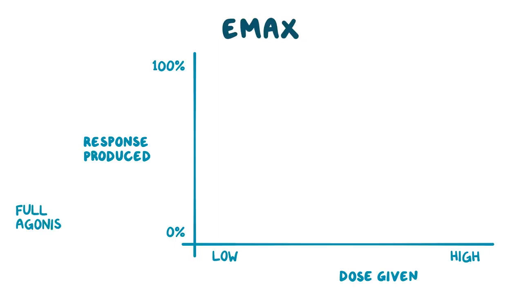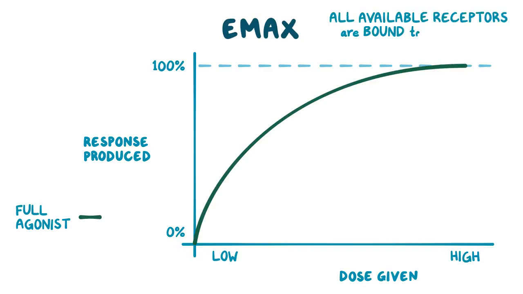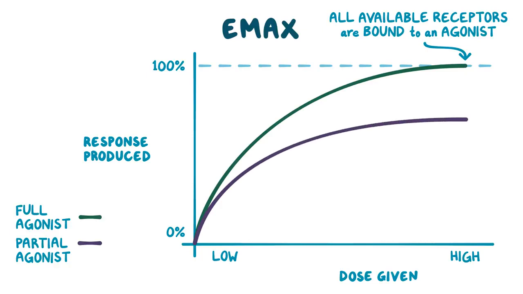So full agonists, upon binding to the receptor at high doses, are capable of producing a maximal response of 100% Emax on the y-axis. This represents the point where all available receptors are bound to an agonist. In contrast, partial agonists, even at a very high dose, result in a smaller response, so their Emax will be lower. For example, a 70% response would shift the curve downwards.